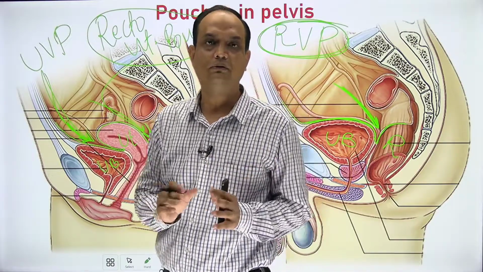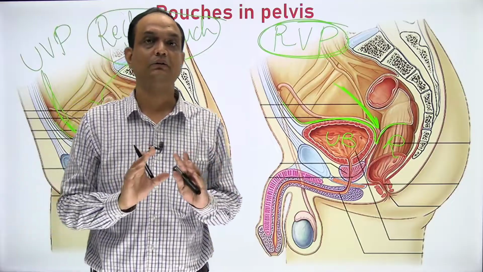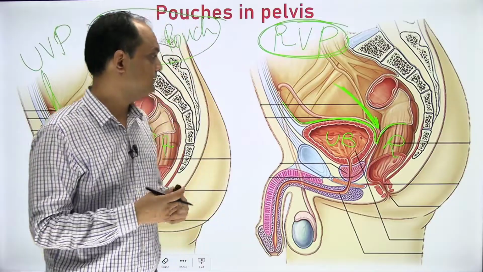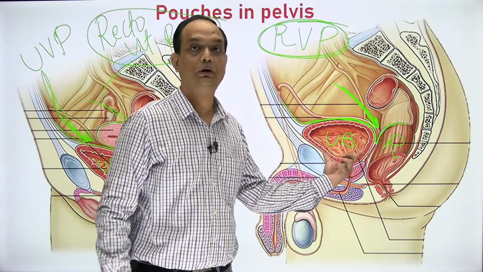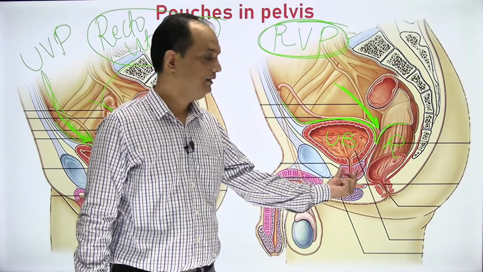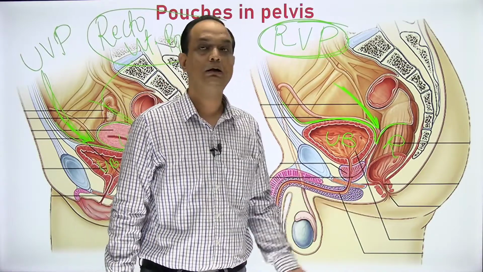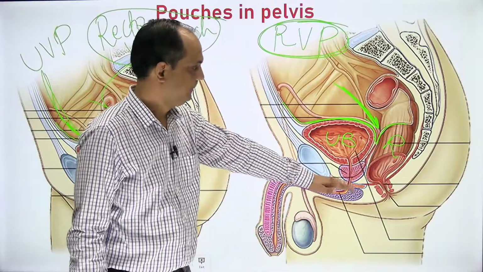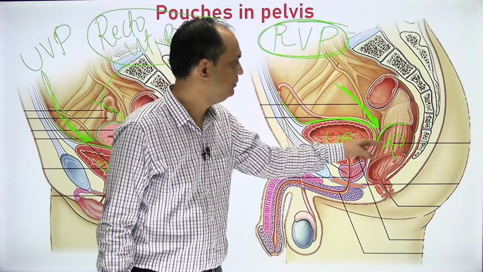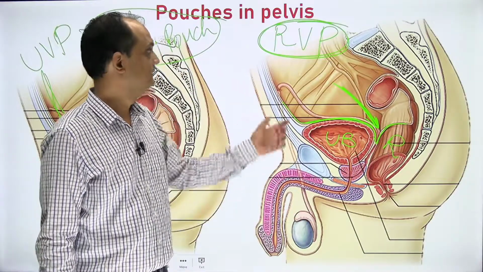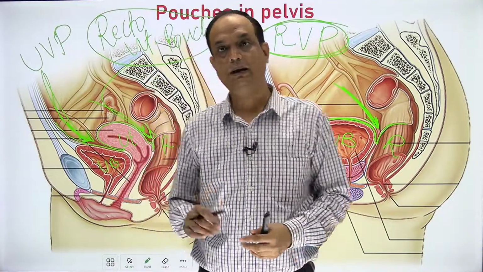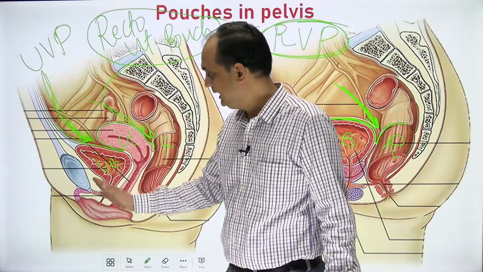So when you consider the male and female pelvis, what is the conceptual thing which should always come to mind? In the case of the male you have the urinary bladder, below the bladder you have the prostatic part, and the prostate is adherent to your urogenital diaphragm. Behind that you have the rectum, and we have a single pouch in the male pelvis, that is known as the rectovesical pouch.